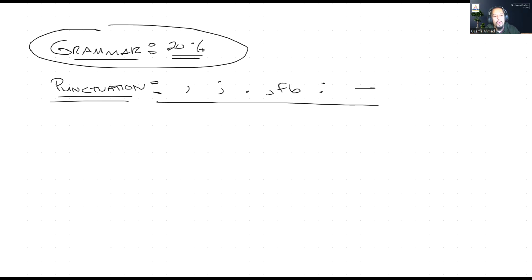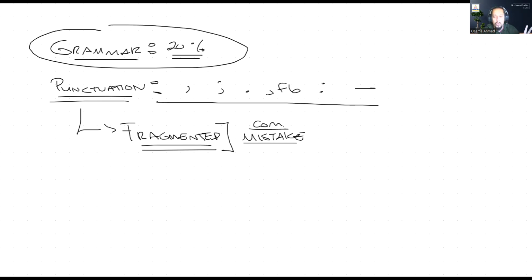So today we're going to begin with fragmented sentences. That's the main part of the grammar course. Being able to recognize fragmented sentences. So a fragmented sentence, this is a mistake, right? It's a common mistake. The mistake هتشوفوها على طول.